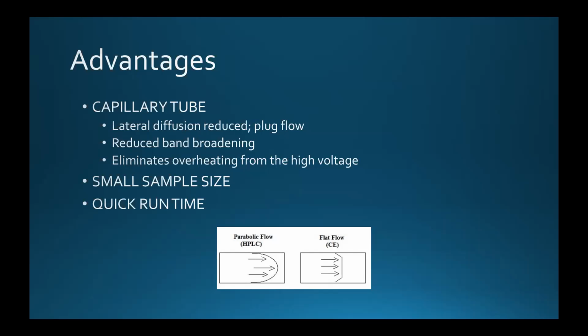Other advantages are the small sample size. Again, it's in the nanoliter scale as opposed to microliters for other techniques, and the quick runtime, 1 to 20 minutes, and only about 5 minutes at most for the buffer equilibration time. And this is a reference of the different flows that you'll see in HPLC versus CE. There's flat flow in CE as opposed to parabolic flow, and that creates higher resolution, higher selectivity, and gives clearer data than you would get in HPLC.